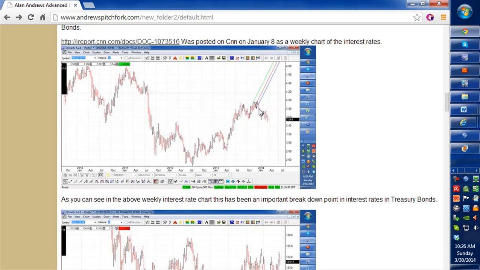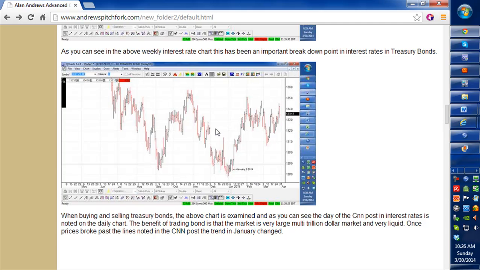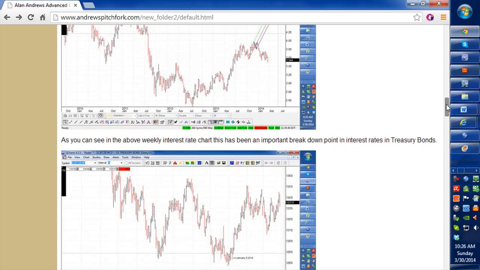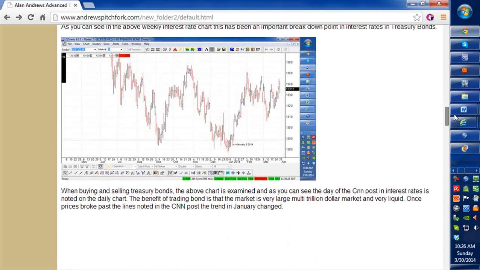And sure enough, they didn't. They broke down here, giving us a sell signal in interest rates, or down signal in interest rates, which resulted in a buy signal in the bonds. And this is when we posted on January 8th, 2014. And as you can see what happened after that. If you wanted to go and see that chart, you just go click on here and you'd see that chart.